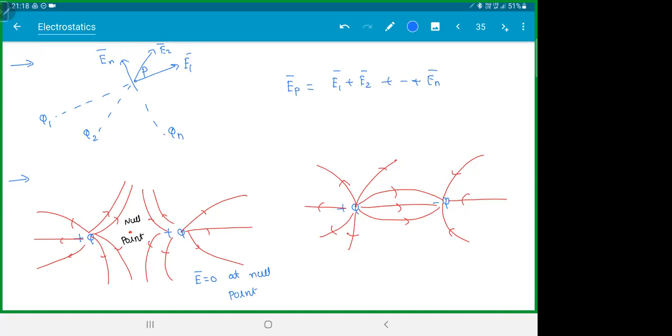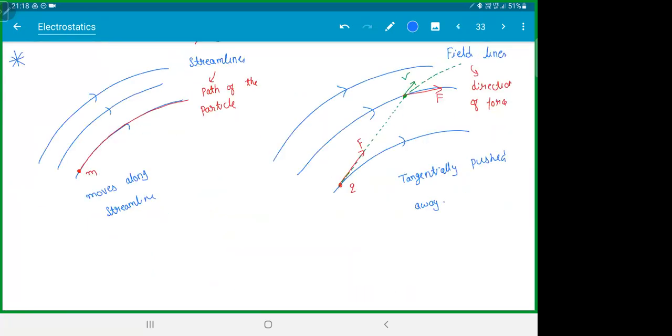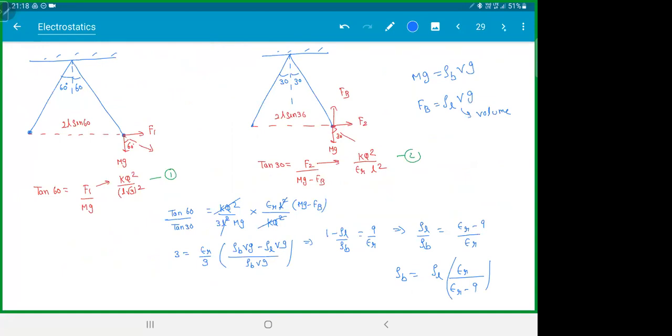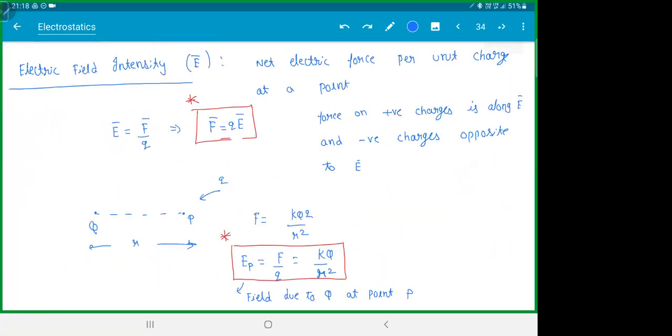Clear? Let's see a question. Remember, in field there are only two things: KQ by R square, and force is equal to Q into E. Let's start off with an easy question. A particle is projected with u, theta, mass m, charge q. We have gravity also, we have field also. Find range, time of flight, and h max.